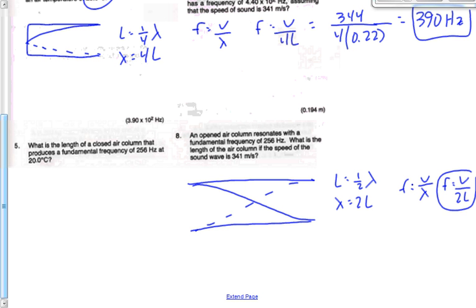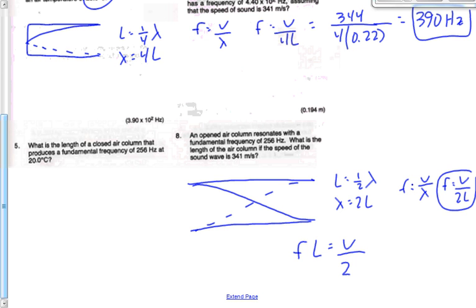But this time we want to find the length of the air column, not the frequency, like we do in most questions. So let's rearrange this. If F is equal to V over 2L, we've got to get the L up by multiplying. The L's on the bottom. Get it to the top by multiplying. F times L is equal to V over 2. All we did is multiply both sides by 2. Now we've got to get rid of the F.